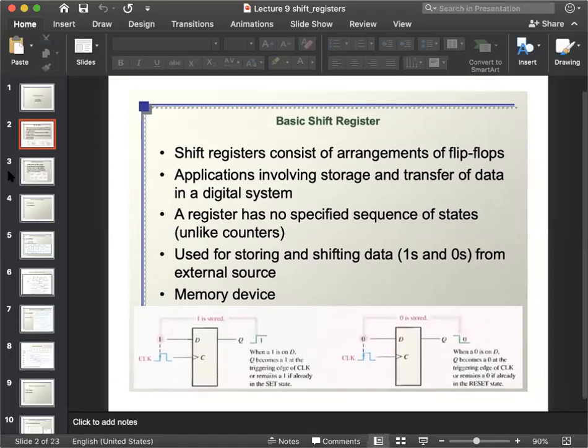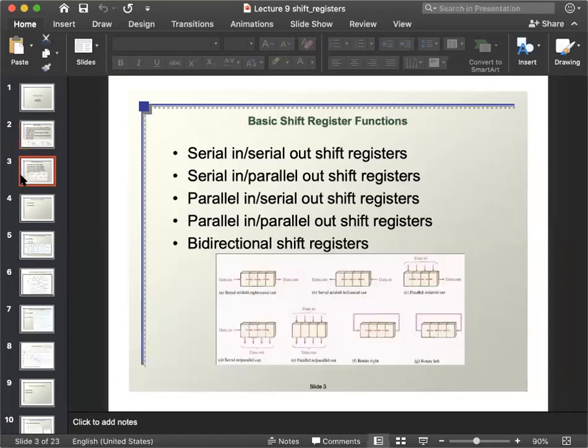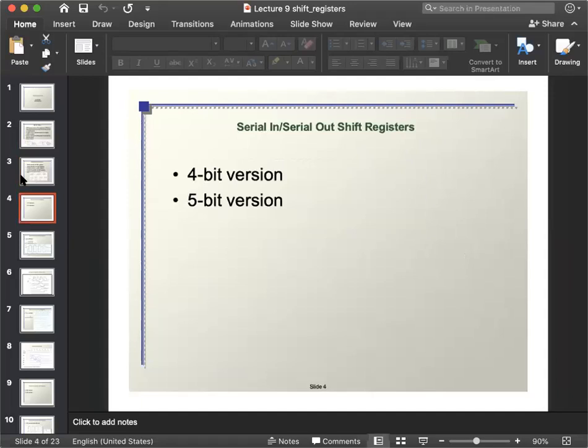Okay, so the shift register is basically of 5 types: serial in serial out, serial in parallel out, parallel in serial out, parallel in parallel out, and bidirectional shift register. Okay, so this is the shift register. Actually, the block diagram is given here, but your task is not the block diagram, your task is the timing diagram. Okay, so let's start with the serial in, serial out shift register.